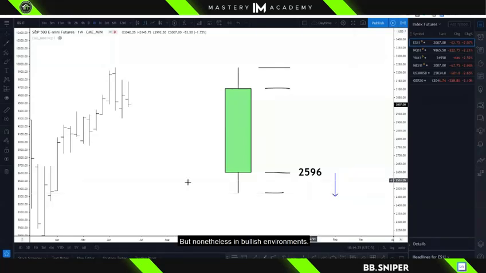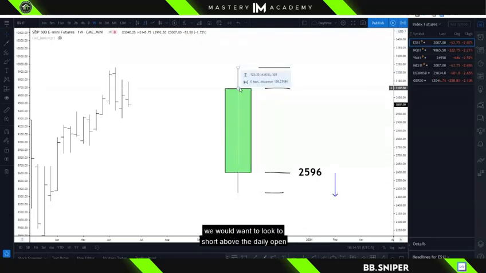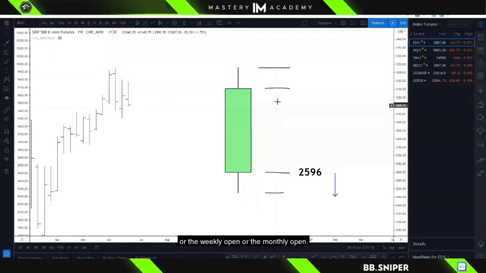But nonetheless, in bullish environments, okay, if you're taking notes, which I hope all of you are, but I know some of you don't, okay? So yes, that's an attack, all right? If you are taking notes, that's the most important part, okay, is buying below the daily open. And again, if we're looking for a bearish candlestick, we would want to look to short above the daily open or the weekly open or the monthly open, okay?